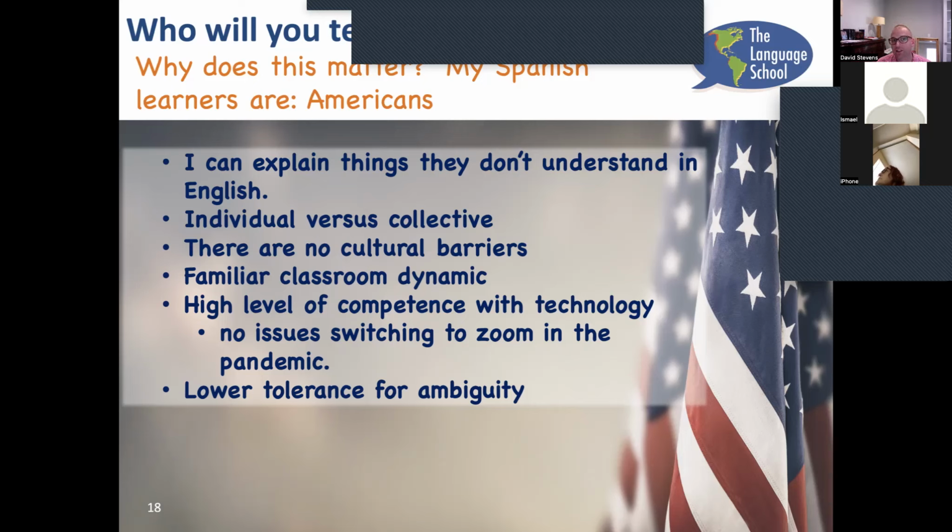Finally, my American students tend to have a very low tolerance for ambiguity. Americans and English speakers tend to be extremely direct with what they say and what they expect to hear, whereas in the Latin cultures, they tend to be a lot more ambiguous, right? So all those things factor into my classes when I'm teaching.